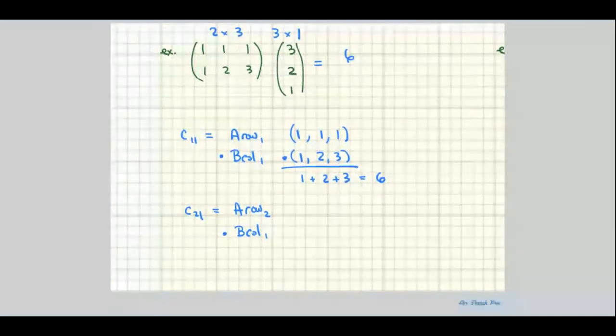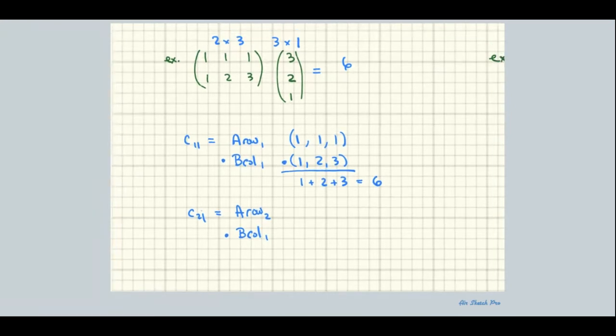Okay, and now, what's row 2 here? A row 2? That's right, 1, 2, 3. Oh my, what just happened? Oh, guys, what is B column 1? And I got myself confused. I was looking too much in the chat. What is B column 1 actually? That's the right-hand matrix. What are the entries in that column? Yes, 3, 2, 1.